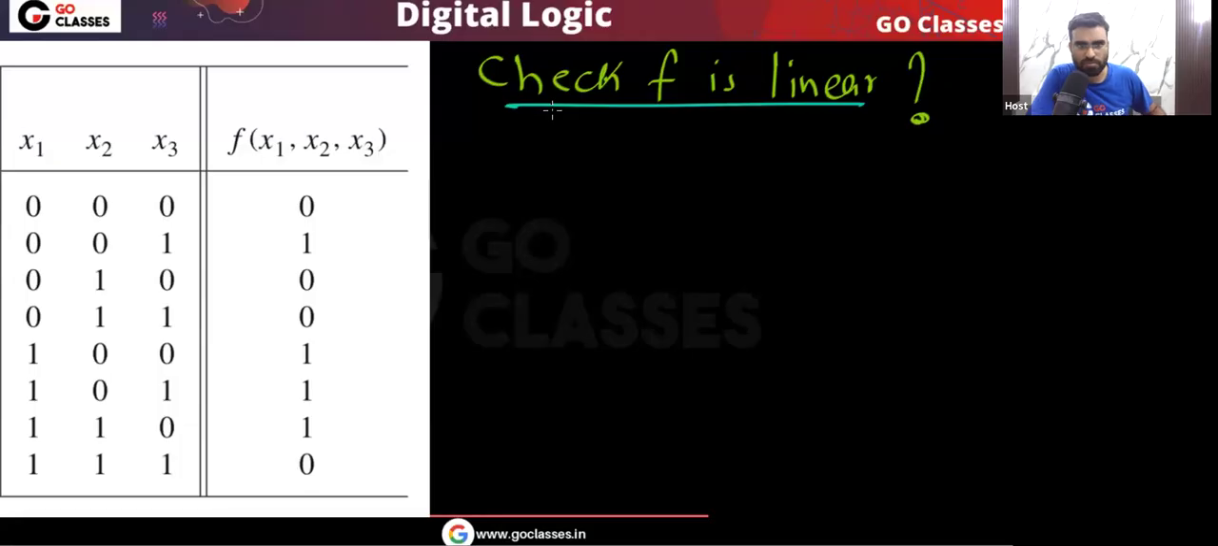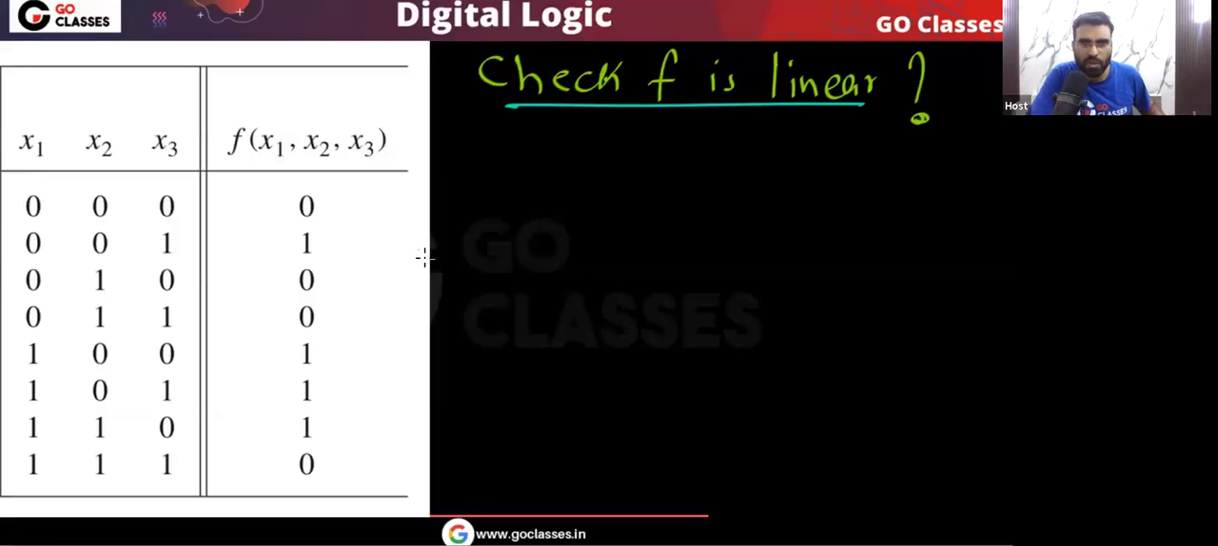A student is asking any technical name for useless variable. Yes, useless variable itself is a technical name. Some authors call it useless variable, some authors call it dummy variable. These words, useless variable and dummy variable, are officially, formally used in research papers. Okay, is this clear? Now, anyway, let's check whether f is linear or not.